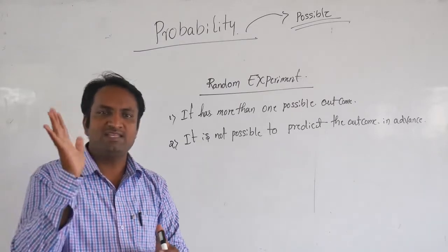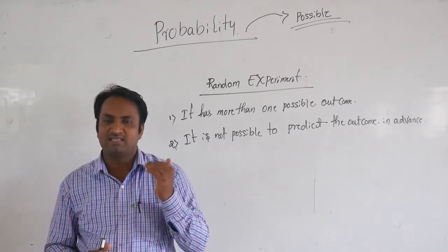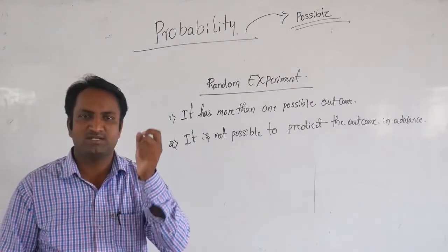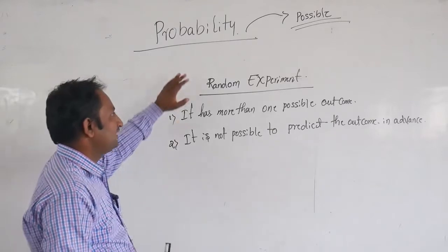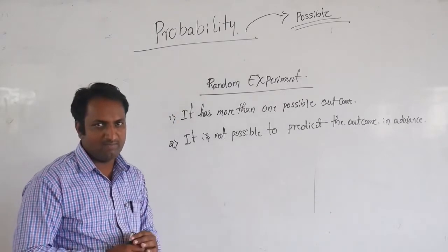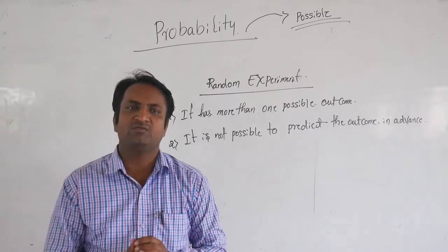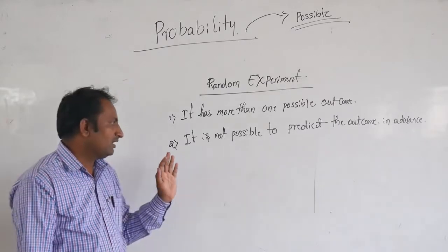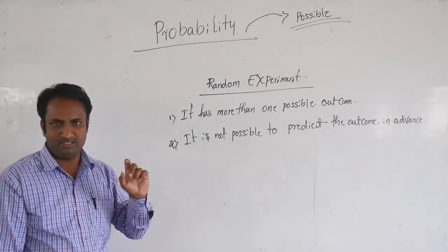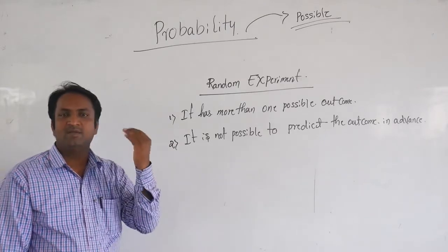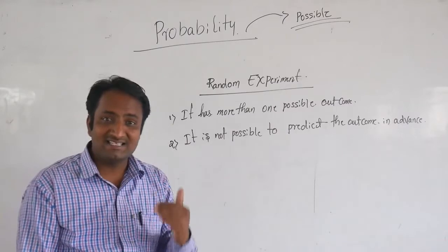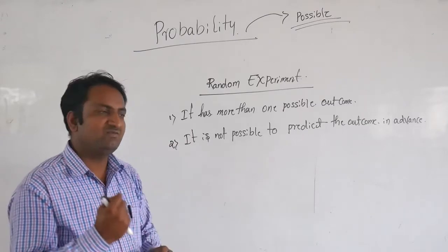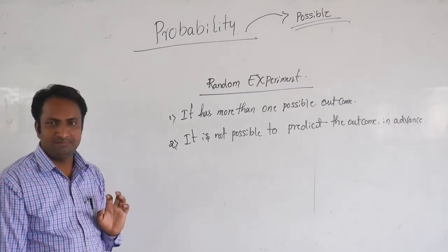For example, a coin is tossed. Either it may get head or tail. If more than one result is possible, that type of experiment is called a random experiment. A coin is tossed. We definitely don't know the result. It may come either head or tail, but we don't know the result beforehand. That type of experiment is called a random experiment.